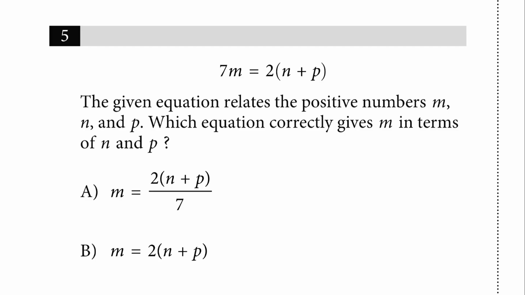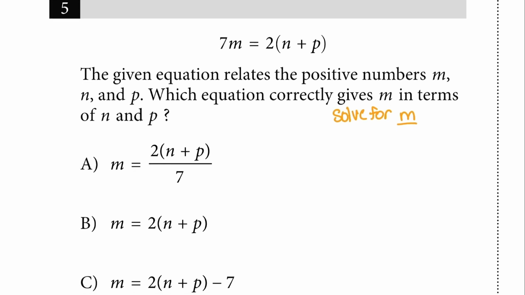Number 5, 7m equals 2 times the quantity n plus p. The given equation relates the positive numbers m, n, and p. Which equation correctly gives m in terms of n and p? When it says that it's giving something in terms of something else, it's telling you to solve for m. And this is a literal equation, but it's only a one-step literal equation because we're very close to being able to solve for m. And all we have to do is divide by 7. So our answer is going to be A.